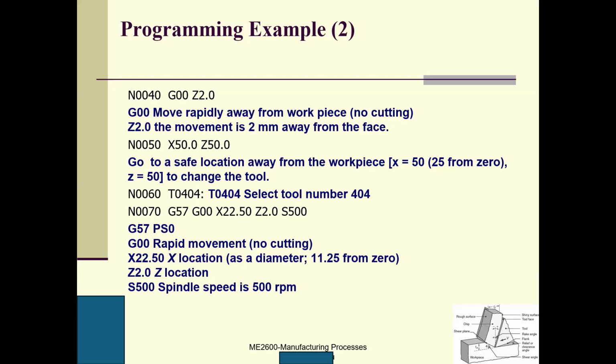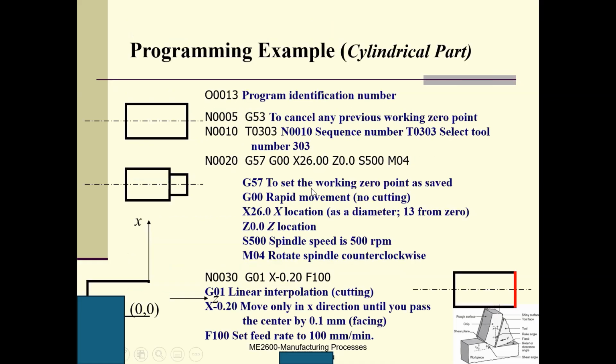Then G57. Now G57, you need to set this is the 0 point, and then go G00 to this position. Spindle speed is 500, I'm sorry, 500 RPM. So G00 rapid movement, no cutting, and G57 appears again here. So this is the 0 point. You set the 0 point. So this is a G57. G57 sets the working 0 point, and G53 is cancelled. This is the previously set working 0 point.